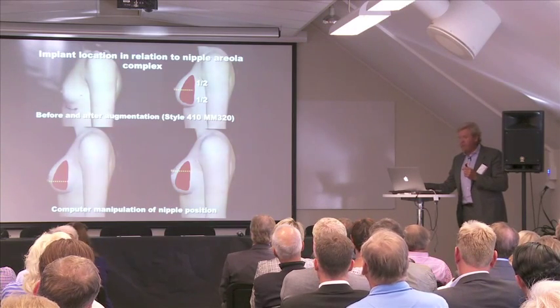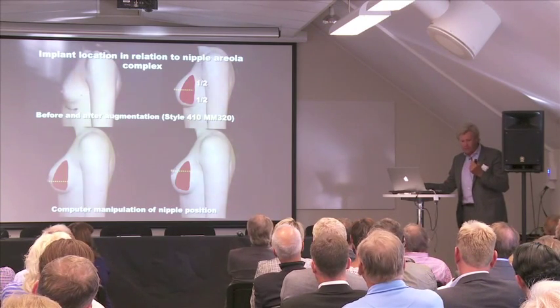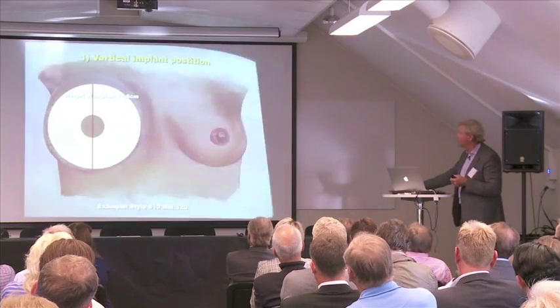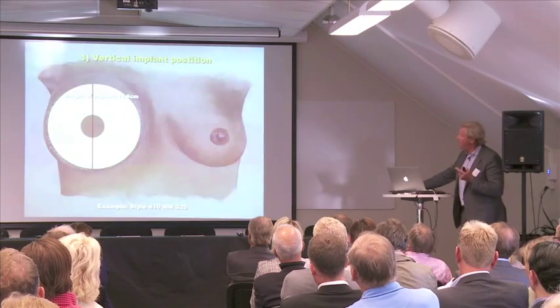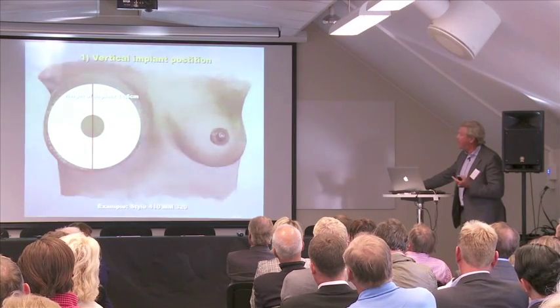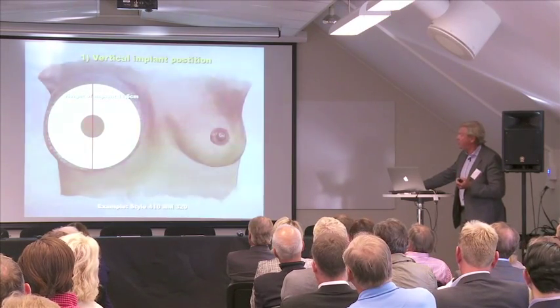Round implant for a natural appearance, usually I put 55% distal to the nipple projection point. So the planning for a breast augmentation is here just illustrated with an 11.6 centimeter high implant.